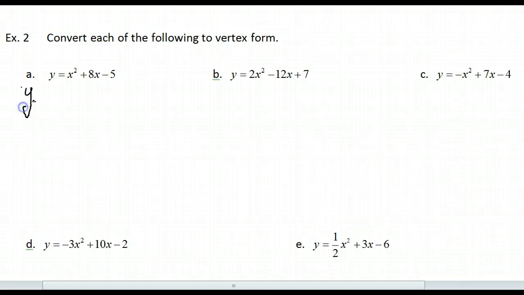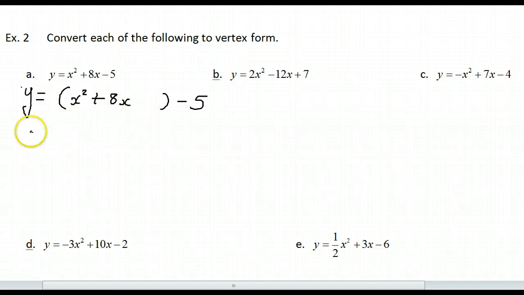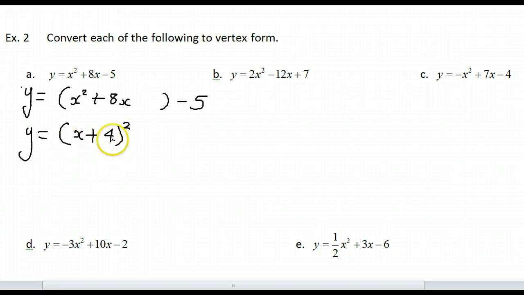Okay, y equals, and what we're going to do is place brackets around the x squared plus 8x, isolate that, and then have the minus 5. So what we want to do is turn this set of brackets into a perfect square trinomial, which factors as the square of a binomial. And we know how to factor that, right? It's x, half of 8 is 4, and keeps the sign, so plus 4. This will be the binomial, which when we square it will give us x squared plus 8x.